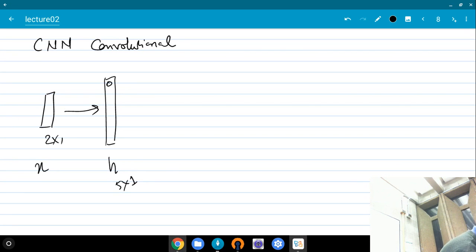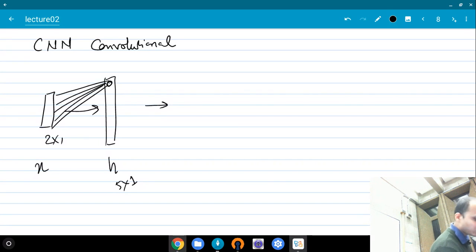But each node here is affected by every part of the input. It's 2 cross 1, so only 2 numbers, but if it was 20 cross 1, then there would be 20 edges going to the first node, and 20 edges going to the second node, 20 edges going to the third node, and so on, for 5 nodes.